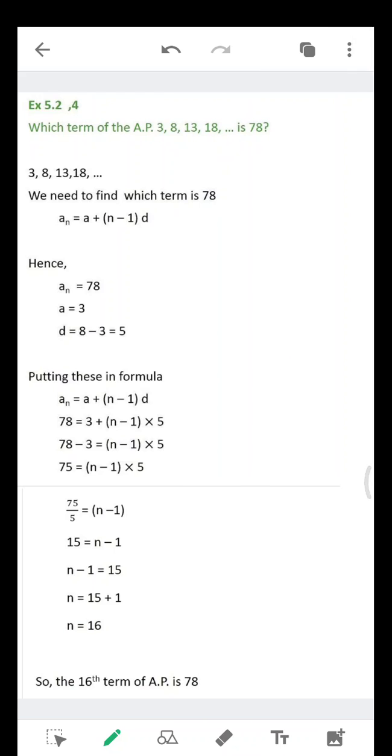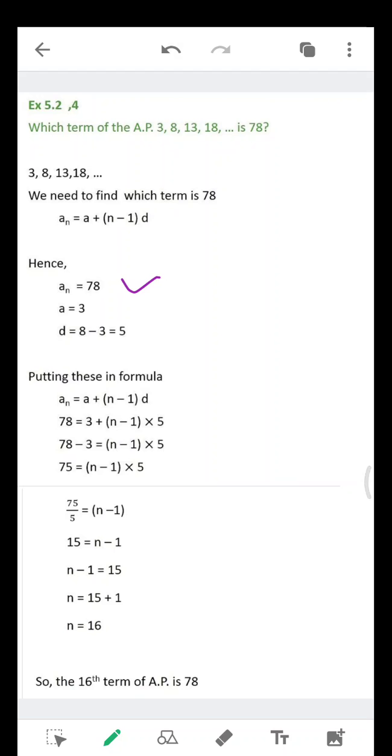Which term of the AP is 78? We don't know which term of this AP is 78. 78 is one term in this series, like this is the third term, this is the fourth term. So we have to find which term of this series is 78. So we'll use this formula, a + (n − 1) d, and always remember the unknown term is a_n.